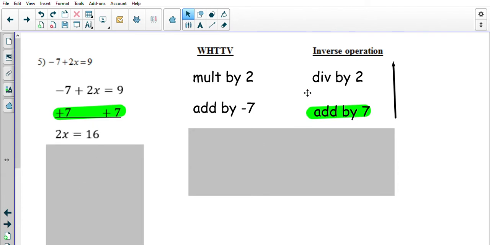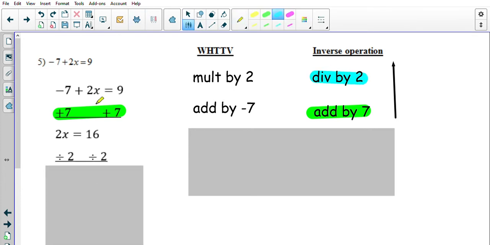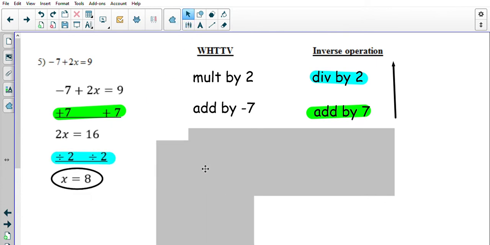The inverse of multiplying by 2 is to divide by 2, so we're going to divide by 2 on both sides. Pretty easy here with not a lot of negatives in this problem. 2 divided by 2 is 1x. 16 divided by 2 is a solution of 8.